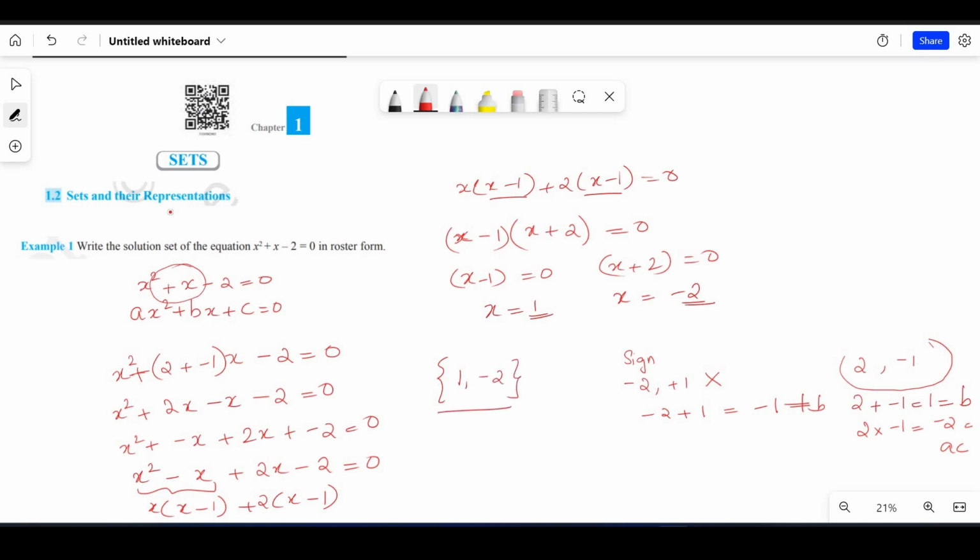So this is written in the roster form, where all the elements are listed, the elements are separated by commas, and they are enclosed within braces. So 1 and negative 2. I hope you understood how to solve the quadratic equation by factorization method. Now let's look at the second example.